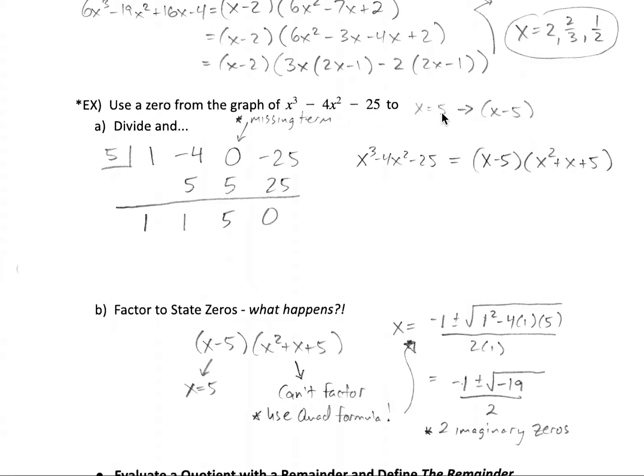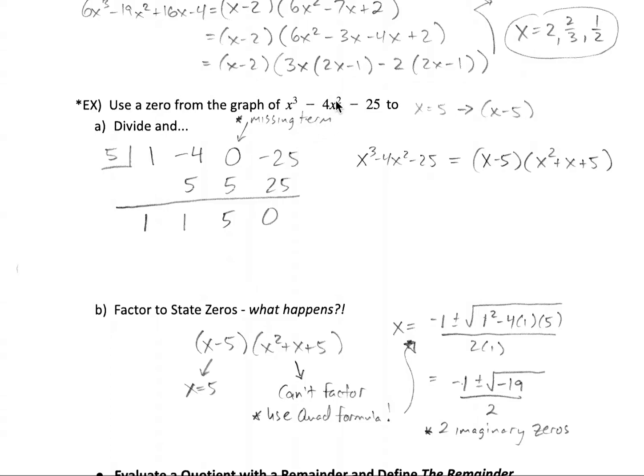Hopefully you can see that it's crossing the x-axis at 5. So we're going to use x minus 5 as a factor pair, but we're just going to use 5 as our zero to help us divide. So setting up our synthetic division, use our coefficients here. We got 1 in front of x cubed. We got negative 4 in front of x squared and negative 25 to finish it off.